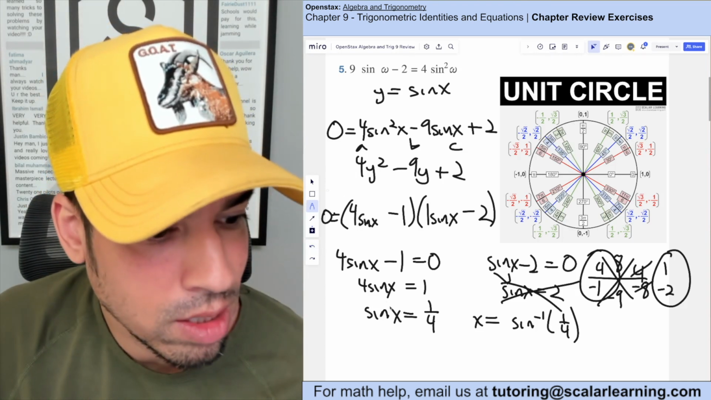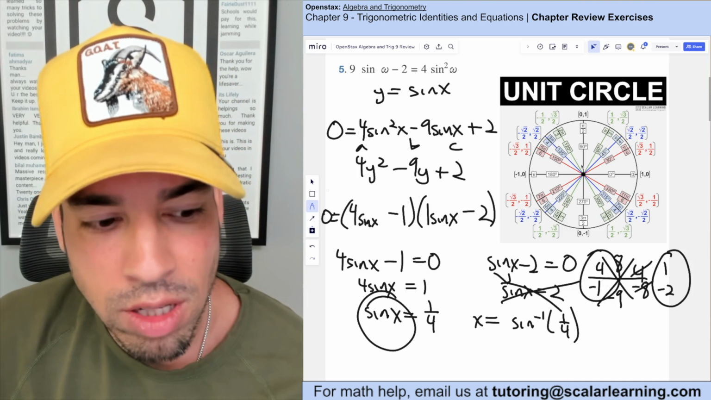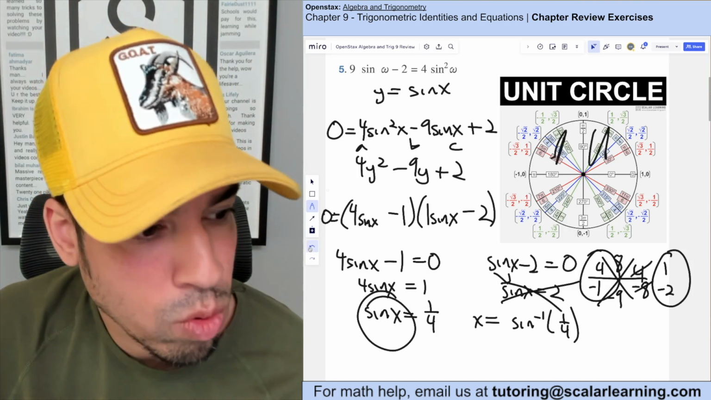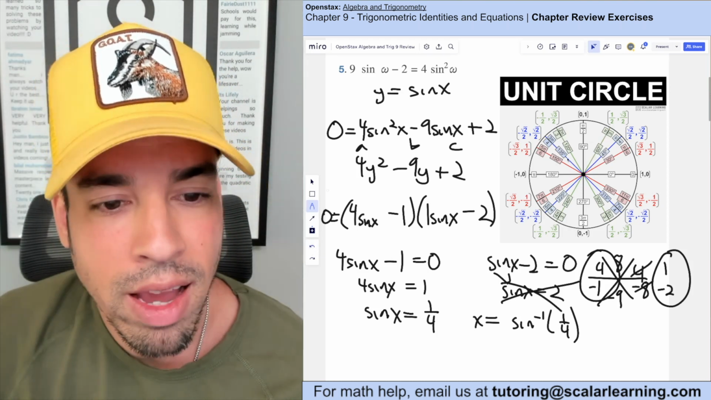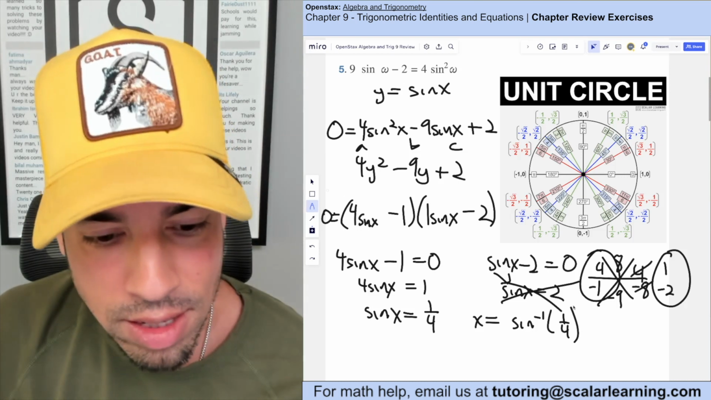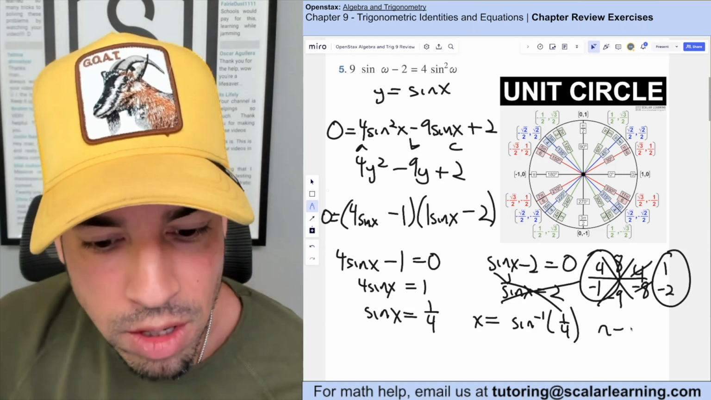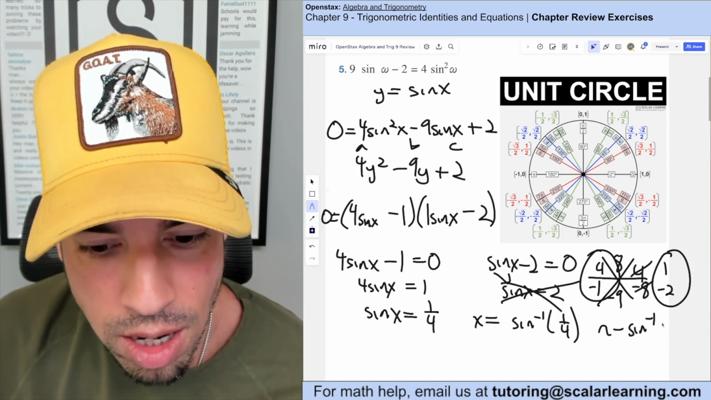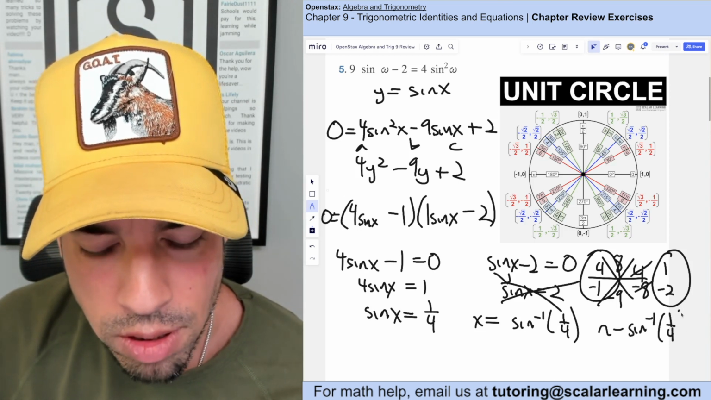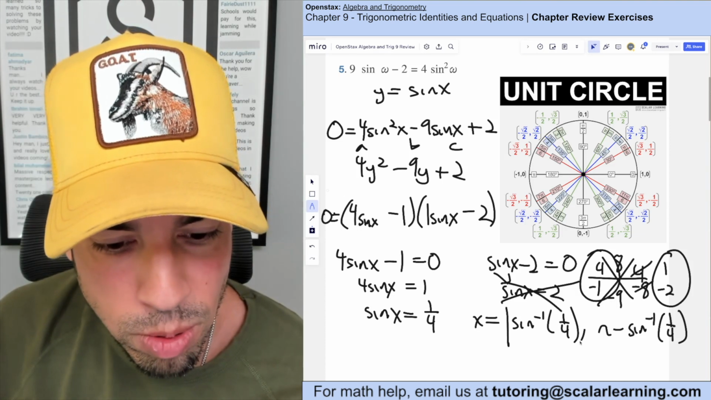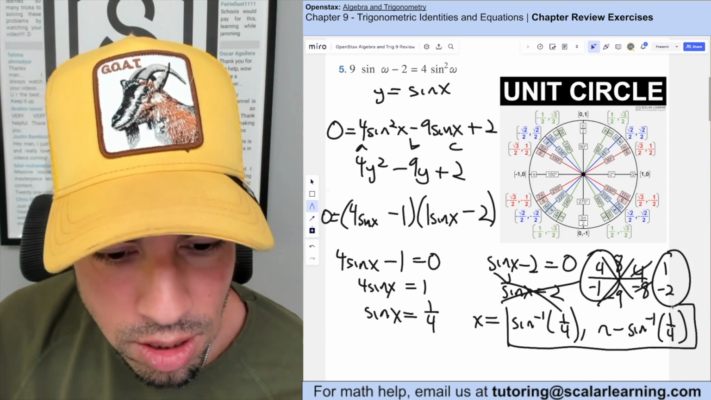Why is that? Because sine outputs values that are positive in the first and second quadrant. So we need another angle in the second quadrant that has the same reference angle as this, which can be found by just subtracting it from pi. So pi minus arcsine of 1/4. And these are the two solutions. I'll just put a little comma there. These are the two solutions. That's how you do it.